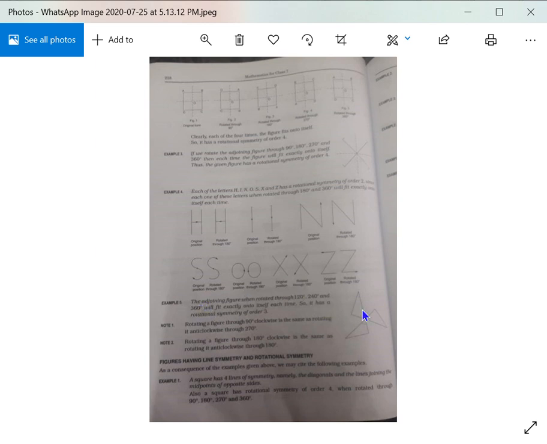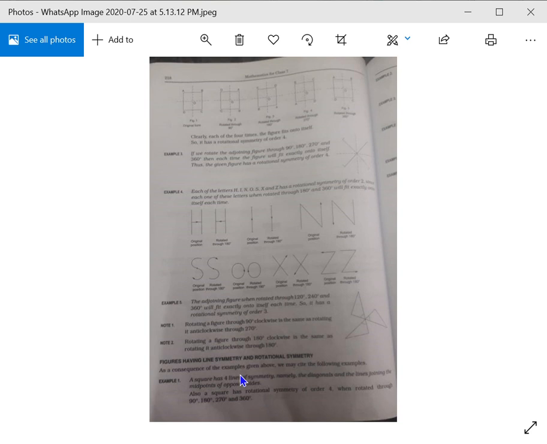The adjoining figure, when rotated through 120, 240 and 360, will fit exactly onto itself each time. So it has a rotational symmetry of order 3. Here the order of rotation is 3. Now rotating a figure through 90 degrees clockwise is the same as rotating it anti-clockwise through 270. If you rotate it through 270 anti-clockwise or 90 clockwise, it is the same. Similarly, rotating a figure through 180 degrees clockwise is the same as rotating it anti-clockwise through 180 degrees.